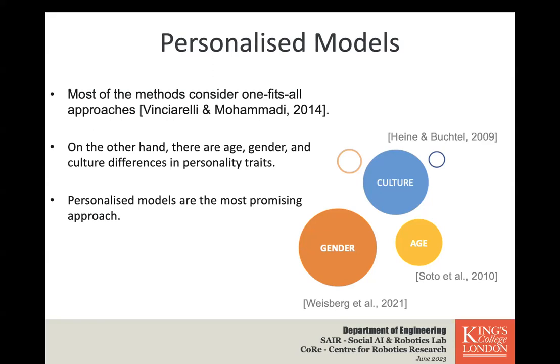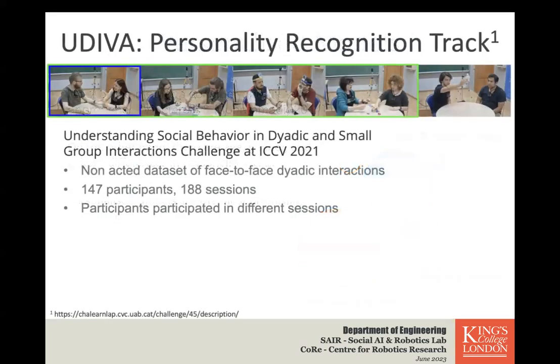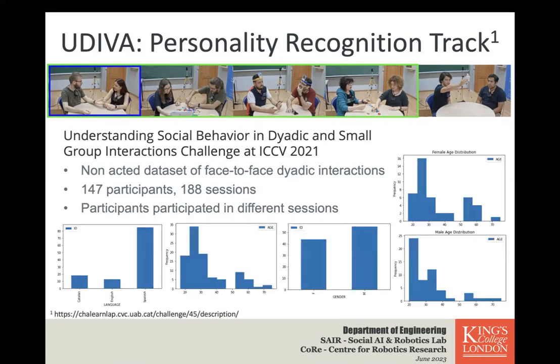based on gender, culture, and age? What we have looked at, for example, in this scenario, is that we participated in the ICCB UDVA challenge. And here you can see there are two people interacting with each other. By looking at their nonverbal behaviors, the way they move their arms and faces and so on, can we understand and predict their personality? And in this setting, we also investigated whether we have an equal distribution of different user profiles so that we can build personalized models. Based on our investigation, we built personalized models based on gender and also age, for instance, taking 30 as the threshold.